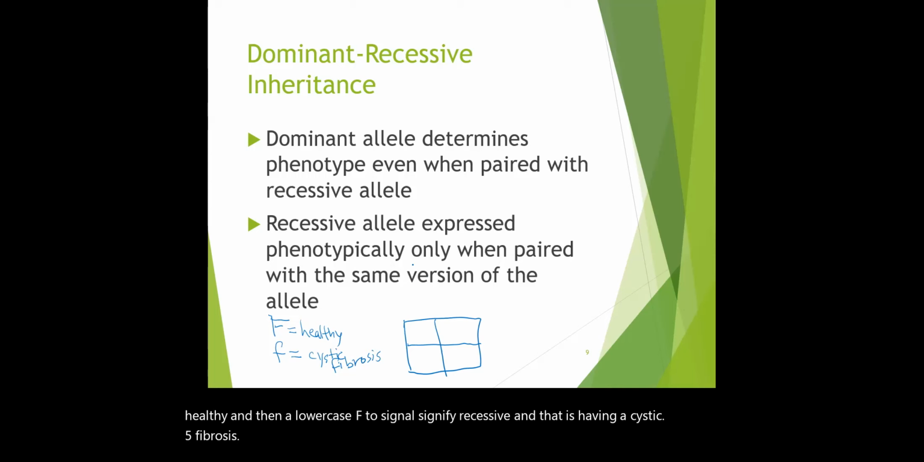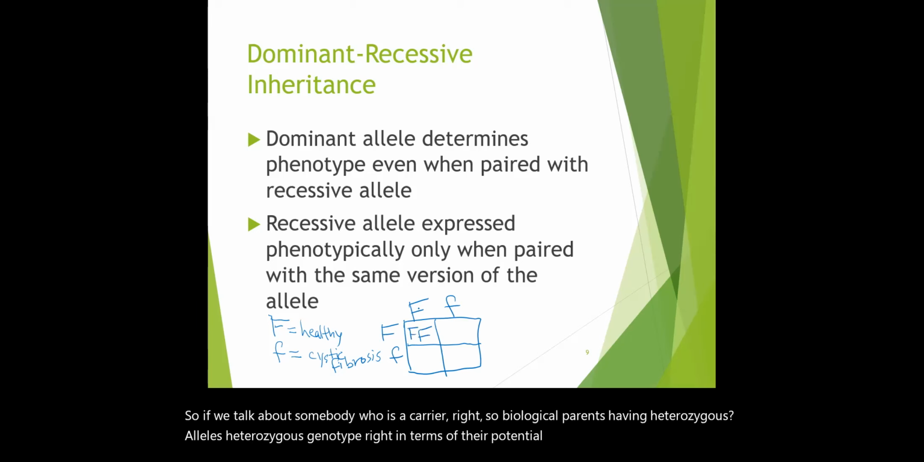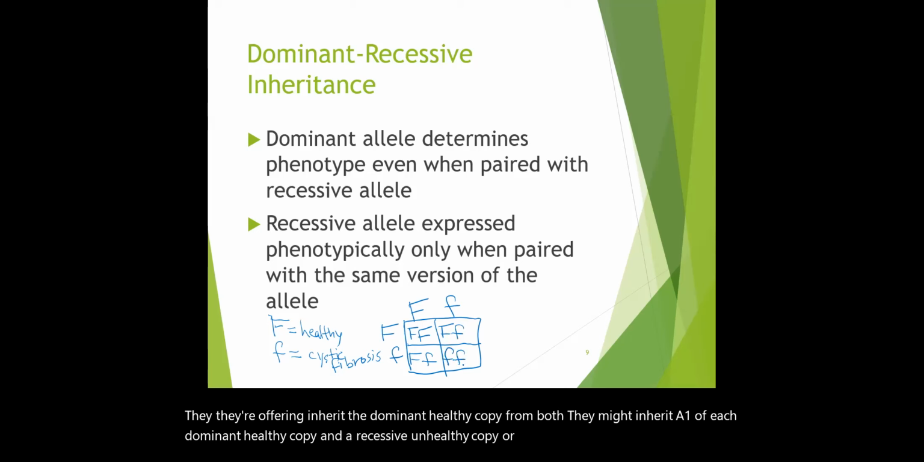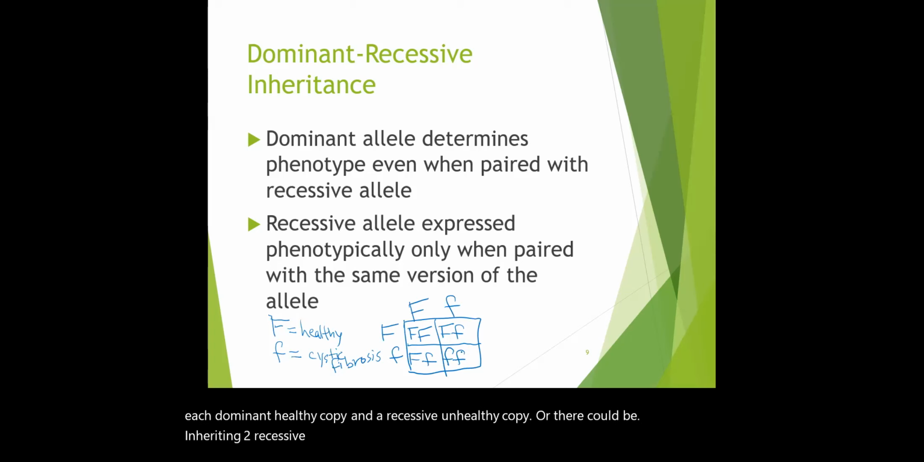So if we talk about somebody who is a carrier, right? So biological parents having heterozygous alleles, heterozygous genotype, right? In terms of their potential offspring, their offspring might inherit the dominant healthy copy from both. They might inherit one of each, dominant healthy copy and a recessive unhealthy copy, or there could be inheriting two recessive copies, in which case that individual would have cystic fibrosis.